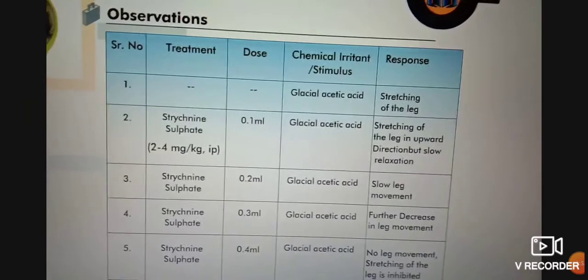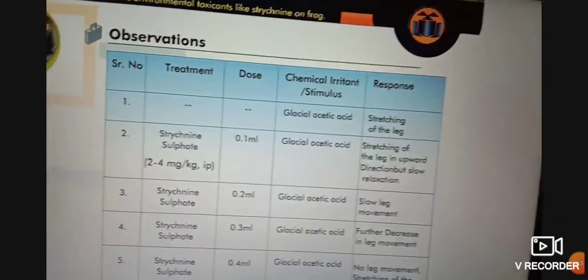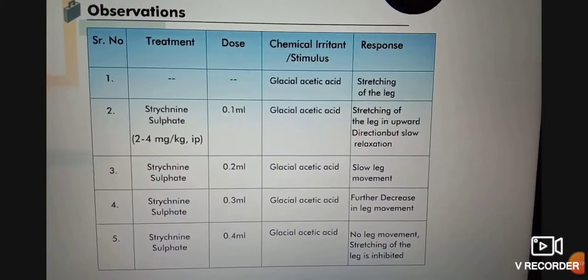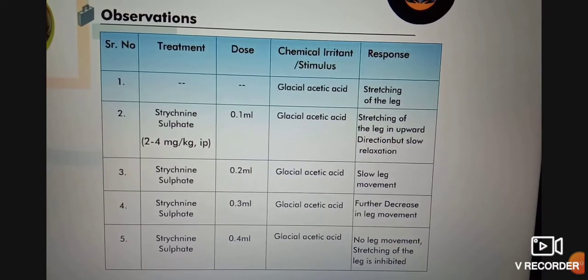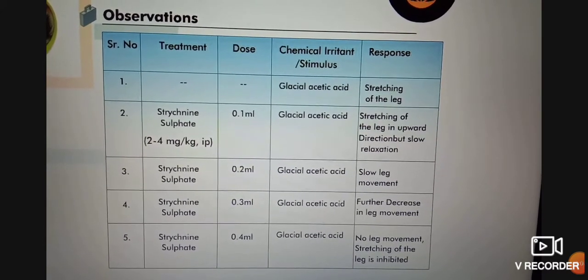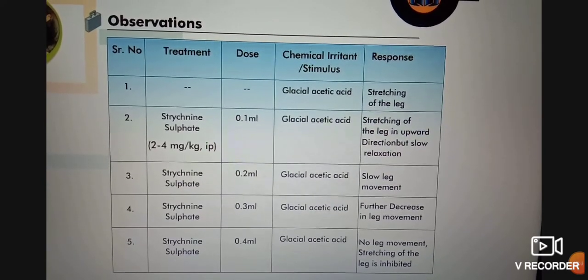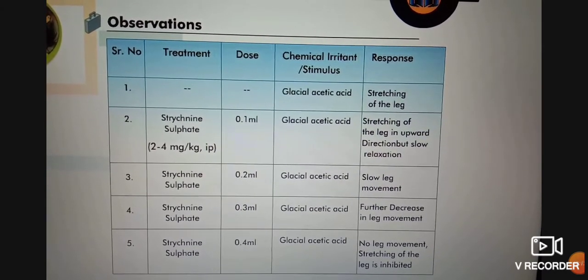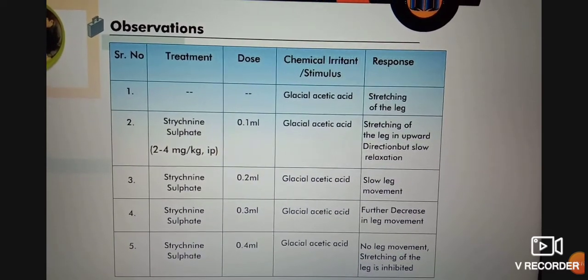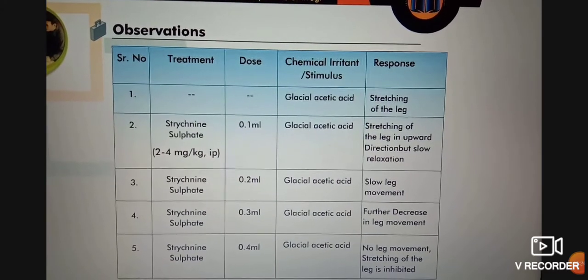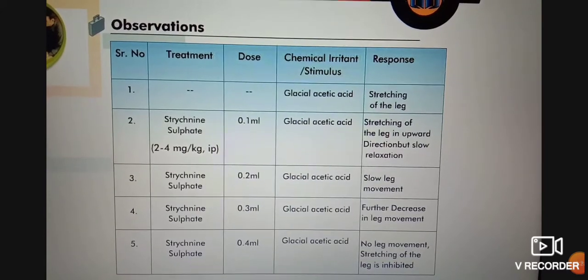So this is the observation table for the effect of strychnine on the skeletal muscles, right? So first is normal: when glacial acetic acid is applied, there is stretching of the legs. Okay, when no drug has been given to the frog and we dip its leg in glacial acetic acid, glacial acetic acid is used as a chemical irritant, right? So it causes pain or a paining sensation to the frog, right? So that's why stretching of the legs takes place.